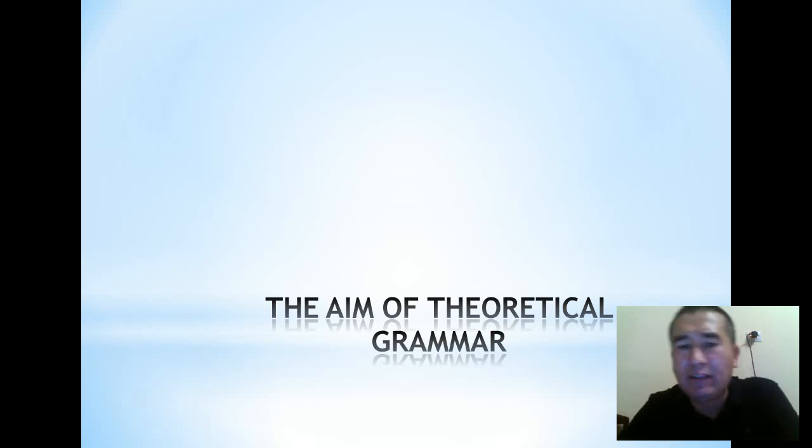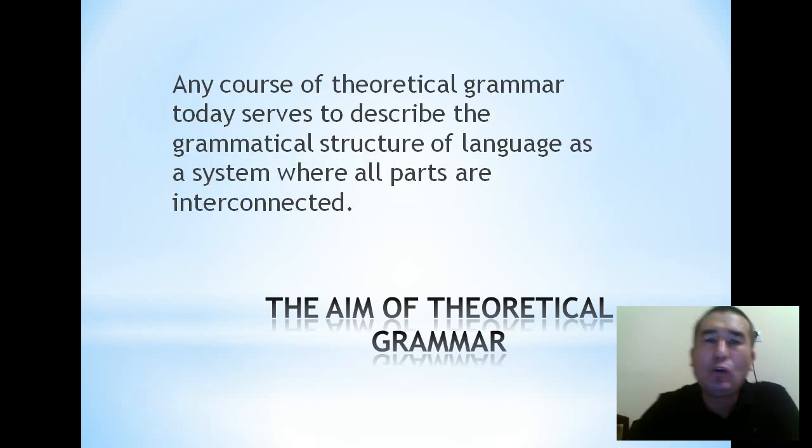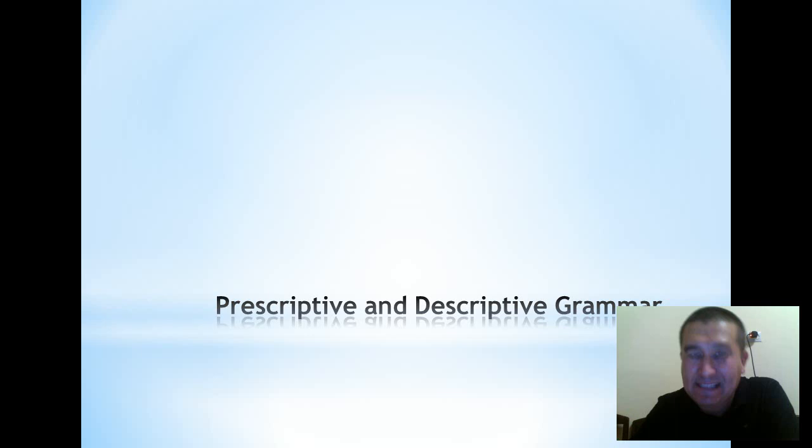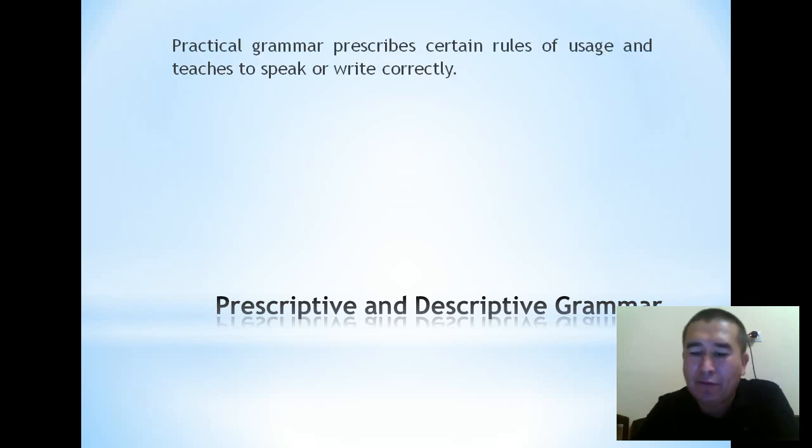The aim of theoretical grammar. What is it? Any course of theoretical grammar today serves to describe the grammatical structure of language as a system where all parts are interconnected. So, theoretical grammar nearly means the descriptive grammar. What kind of grammar is descriptive? It's describing grammar. It derived from the word describe. And practical grammar nearly means the prescriptive grammar. It prescribes what it means. Let's see. Prescriptive and descriptive grammar.